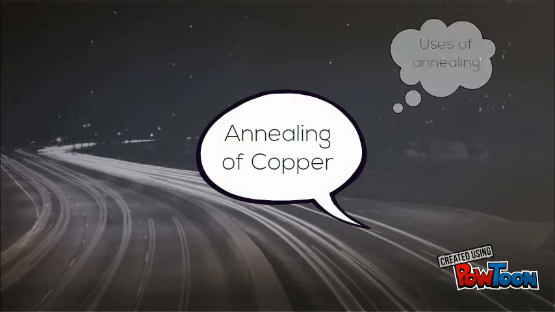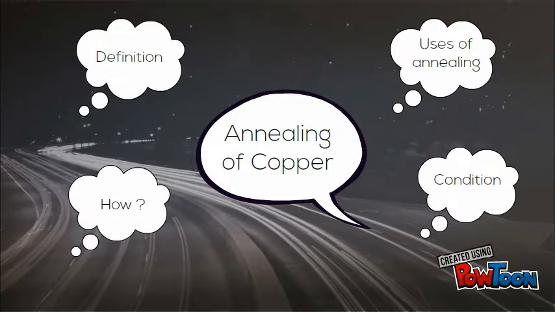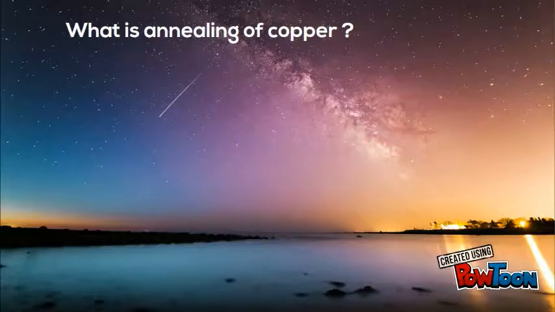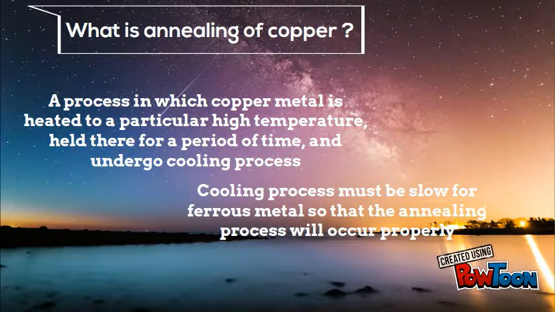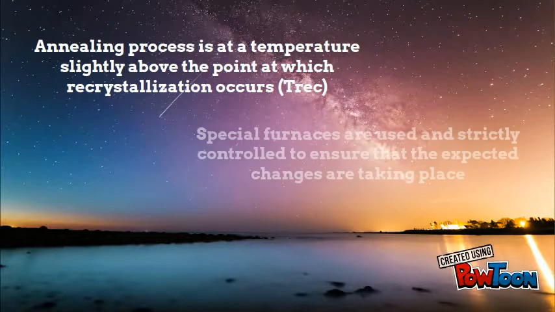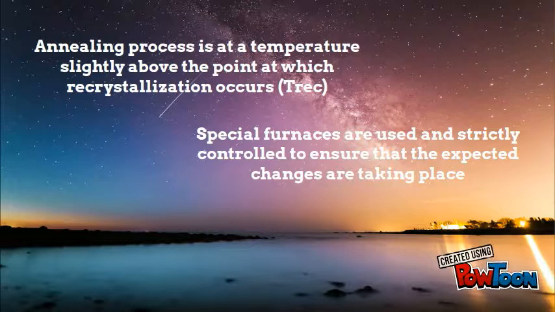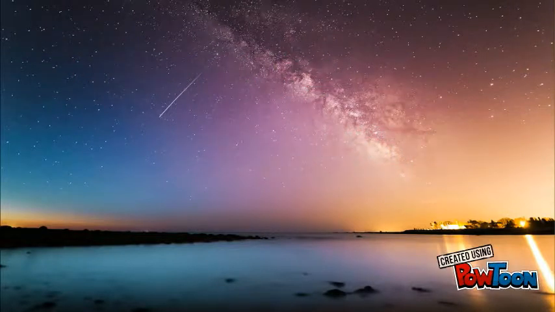Annealing of copper. Annealing of copper is a process in which copper metal is heated to a particular high temperature, held there for a period of time, and then undergoes a cooling process. The annealing process is at a temperature slightly above the point at which recrystallization occurs. Special furnaces are used and strictly controlled to ensure that the expected changes are taking place.